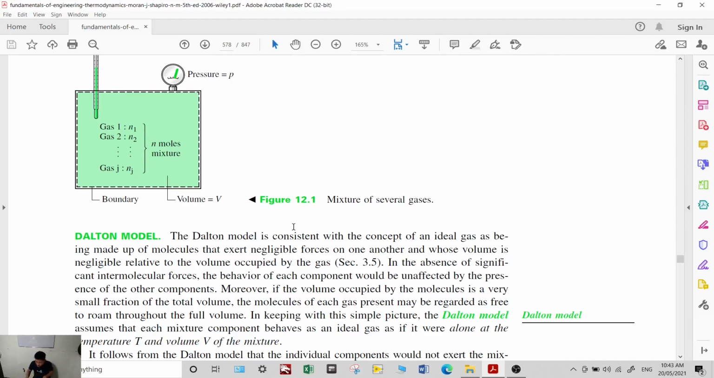So this means that using the Dalton model, your mixture is composed of many components. Each component is assumed to occupy the whole volume. So the volume of component 1 is just equal to the total volume, which is equal to the volume of the other component. No? Okay, so let me illustrate that.